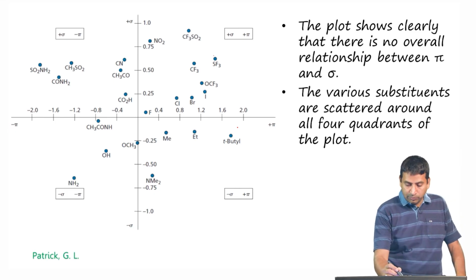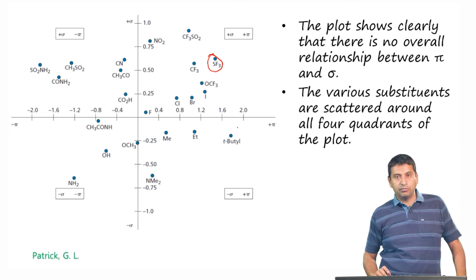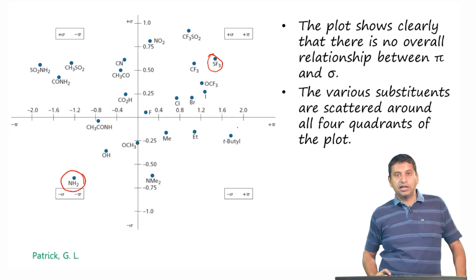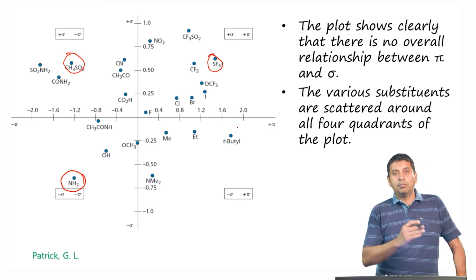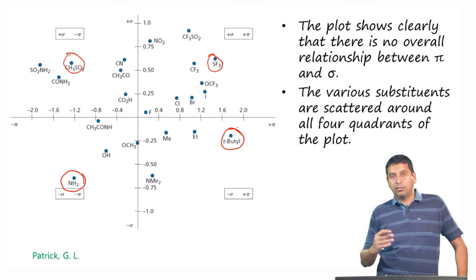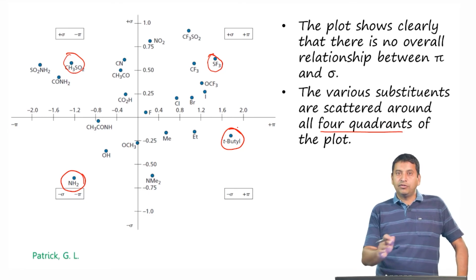Here for example, you have this substituent which has a positive sigma as well as a positive pi, and here you have a substituent which has a negative sigma and a negative pi, and here you have substituents which have positive sigma but negative pi, and here you have a substituent which has negative sigma but positive pi. So, these are the four quadrants that we are going to deal with.